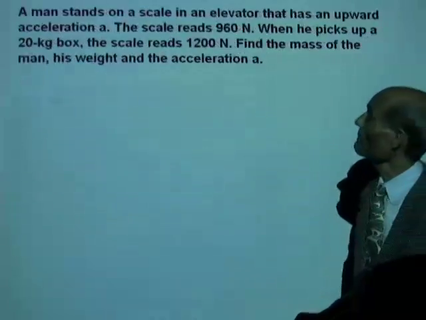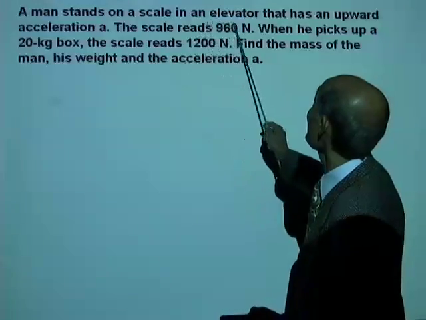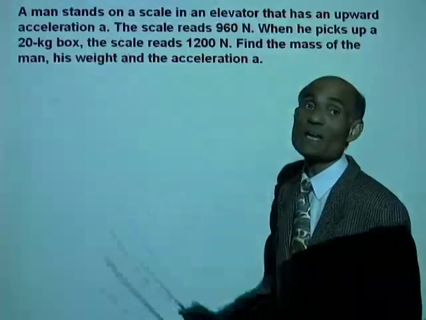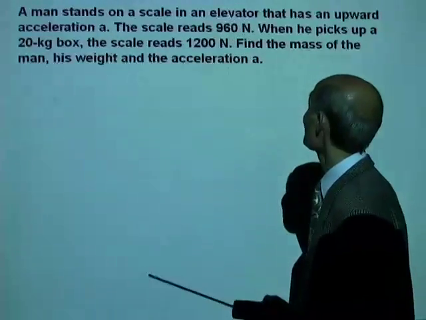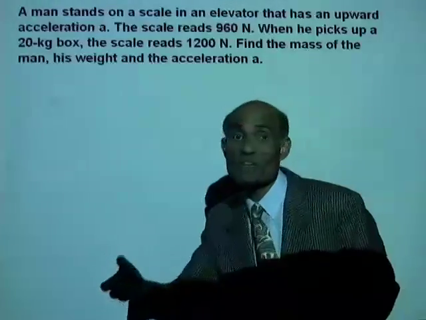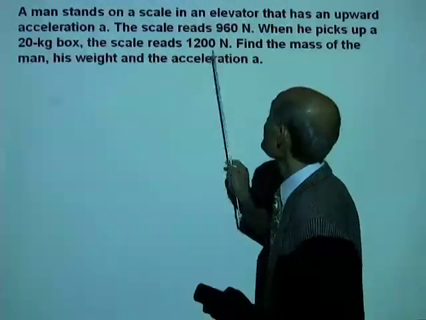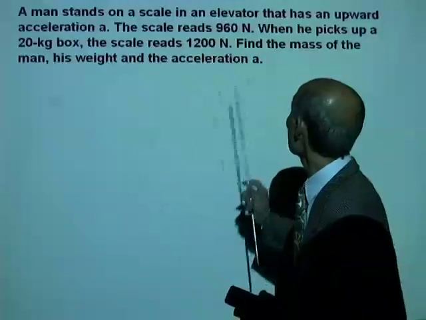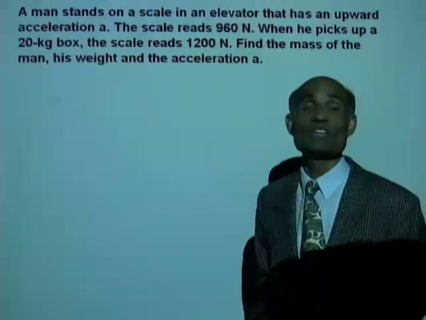Okay, let's do another one. A man stands on a scale in an elevator that has an upward acceleration a. The scale reads 960 Newton. When he picks up a 20 kilogram box, the scale reads 1200 Newton. Find the mass of the man, his weight, and the acceleration.